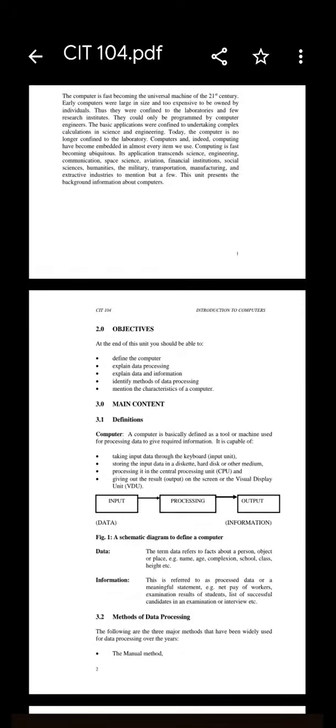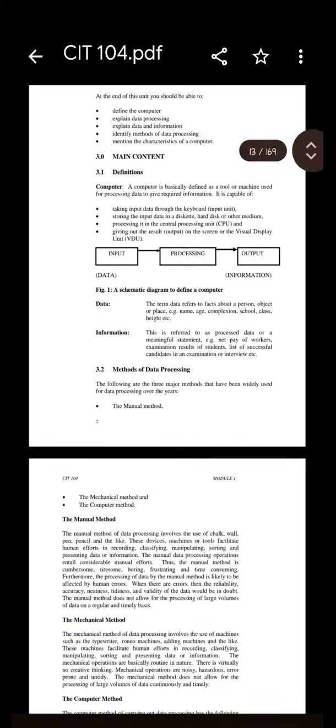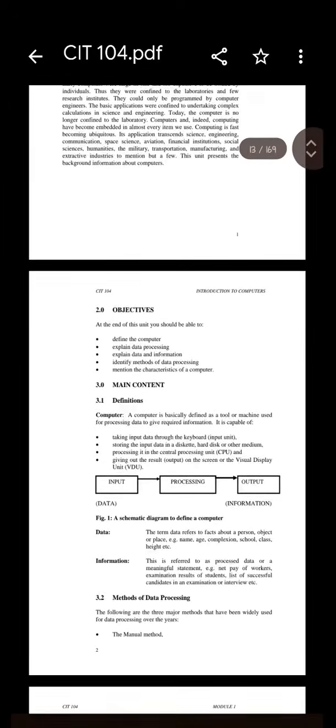So, as the name implies, manual method of data processing. The course material says the manual method involves the use of chalk, wallpaper, or tools that facilitate human efforts in recording, classifying, and manipulating data. Let's leave the course material first and go to what you understand in a layman's knowledge. Anything that involves using your hand, your manpower, your effort, using pen, pencil, paper, and eraser to organize a file is called manual data processing.